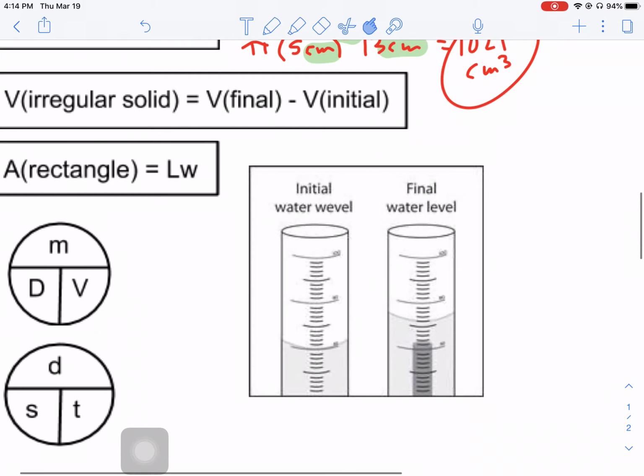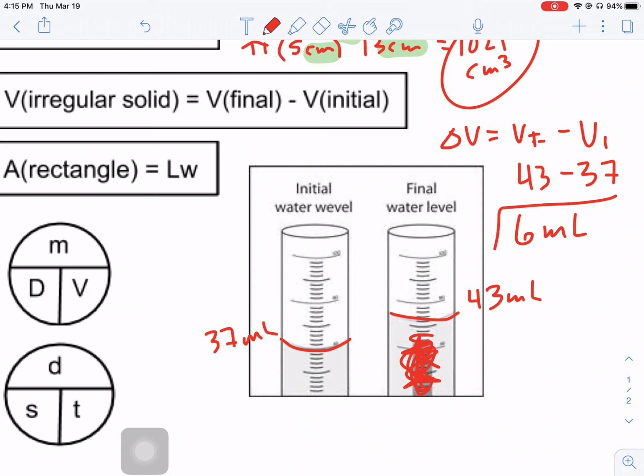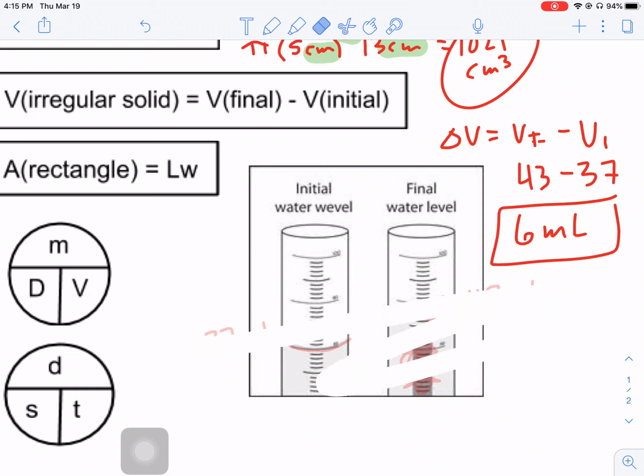Let's find the volume of an irregular solid. So let's say you have a little green army man, and you can't do length, width, height, so you start off by putting maybe 37 milliliters in a graduated cylinder. And then you put that army man in there, and he takes up some space, and we notice the water level goes up to 43 milliliters. So we know that the change in volume, or the volume of the irregular solid, would be the final minus the original. So the V final minus the V initial. The final volume being 43 minus the starting volume 37. The volume of my army man would be 6 milliliters. So for an irregular solid, you can use the water displacement method.